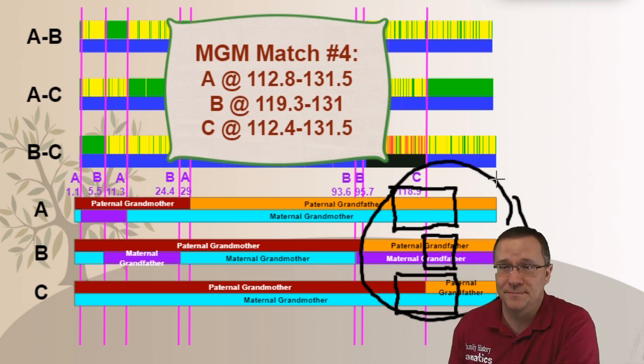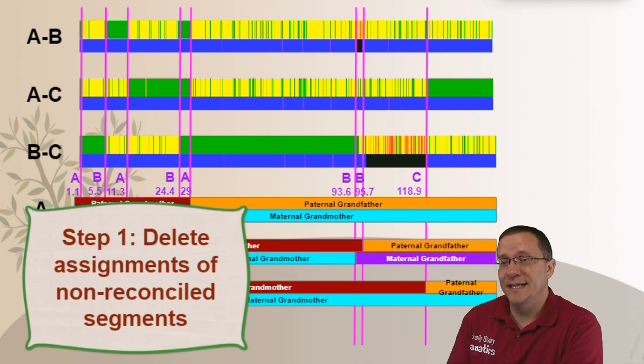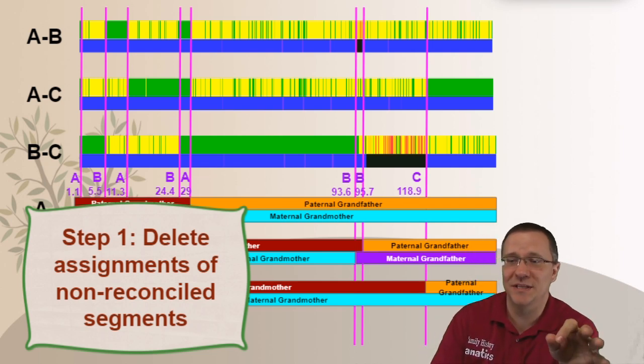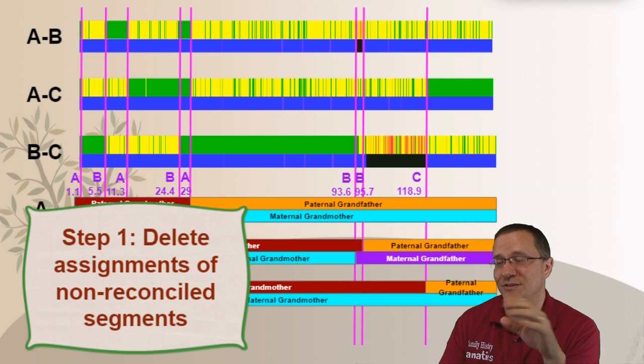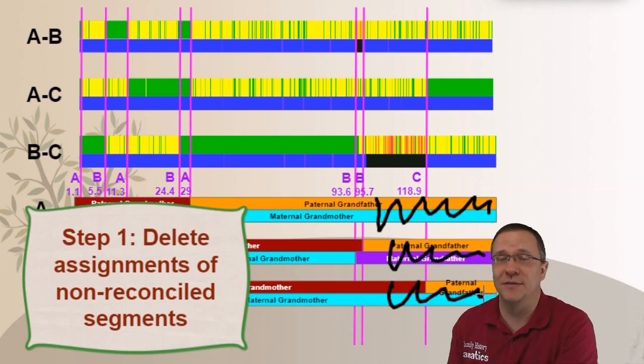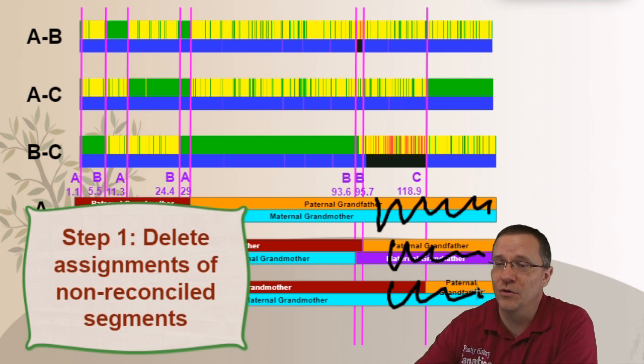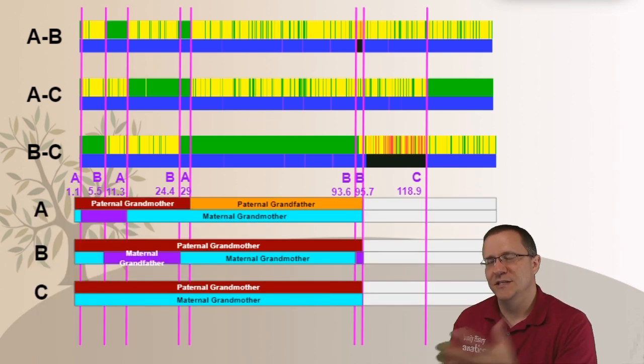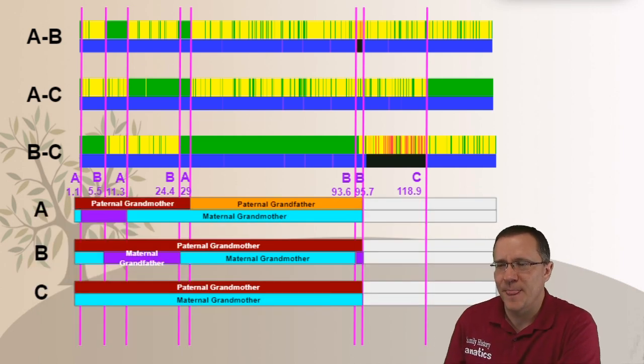So step 1 is we want to delete the assignments of those non-reconciled segments. And that's going to be these ones right in here. We want to go in and delete those, and we're going to actually start over with our match data. Just like that, they're gone.